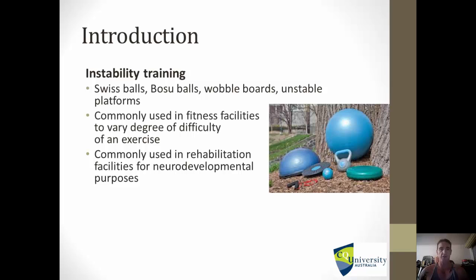So instability training is exercise that incorporates the use of Swiss balls, Bosu balls, wobble boards and other unstable platforms. It's very commonly used in gyms and fitness facilities, and they are used to vary the degree of difficulty of an exercise. Very commonly used in rehabilitation facilities for neurodevelopmental purposes.